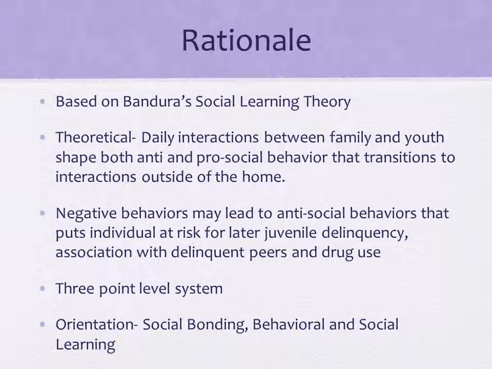Now, multidimensional treatment foster care is based on a 3-point level system, and the way that this works is the teens have different requirements and different challenges and chores that they are required to complete. So the 3-point level system basically rewards positive and good behavior, and also implements consequences for negative behaviors or breaking rules or not completing certain tasks that they were required to do.